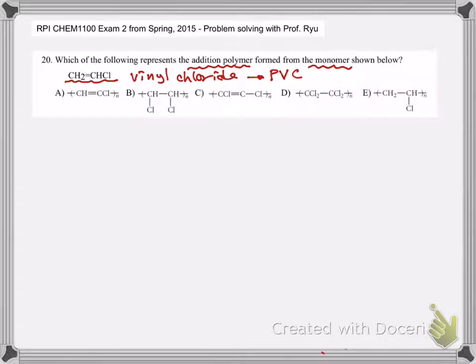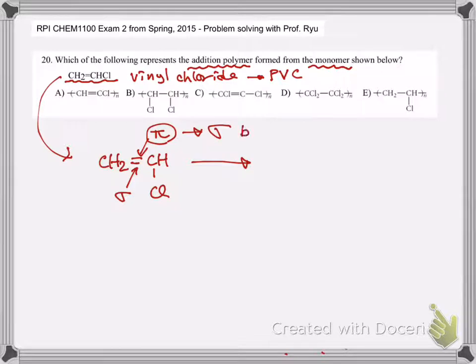If you're looking at the structure, I can rewrite it as CH2 double bond CH, with chlorine attached to the carbon. You have one pi bond and one sigma bond. In the polymerization, what's going to happen is this pi bond becomes a sigma bond with neighboring monomers. So these are nearby monomers.